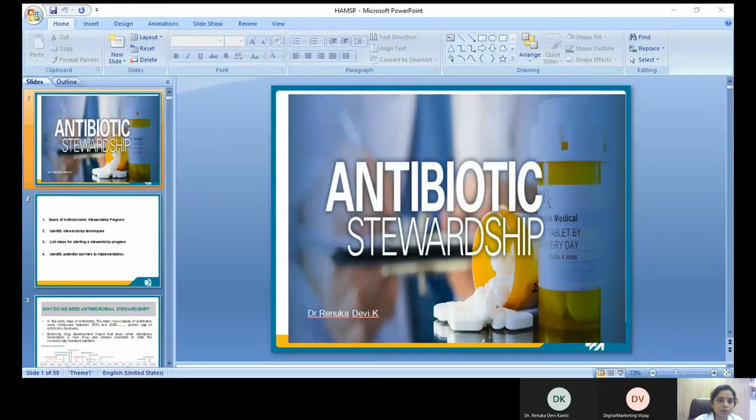So just to start with, why do we need an antimicrobial stewardship program? In the early days of antibiotics, that is from 1935 to 2003, we used to call it the golden age of antibiotic discovery. 14 new classes of antibiotics were introduced. This was the era of booming drug development, which meant that even when resistance developed for one antibiotic, there used to be a new antibiotic available for treatment of drug-resistant bacteria.